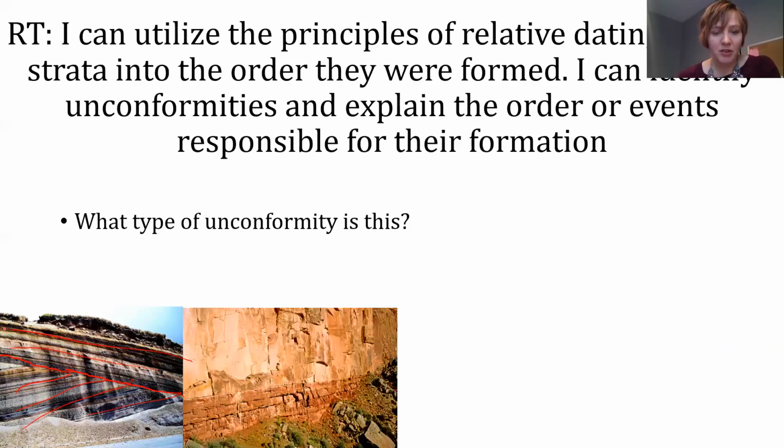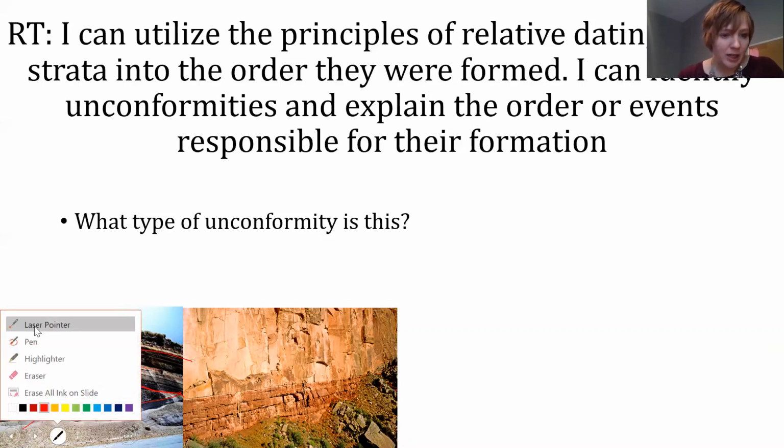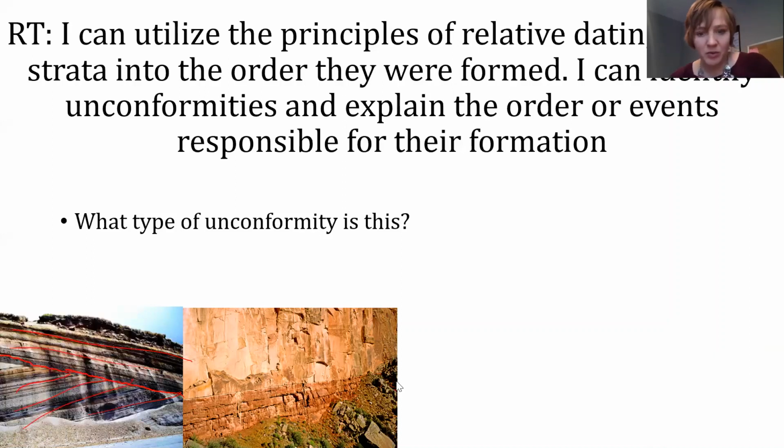A different type of unconformity is called a disconformity. This happens when you have sedimentary layers on the bottom and sedimentary layers on the top, and they're not at an angle with one another. So hopefully you can tell. And I've lost my laser pointer again. But hopefully you can tell where the unconformity is. And again, disconformity: sedimentary layers on sedimentary layers.